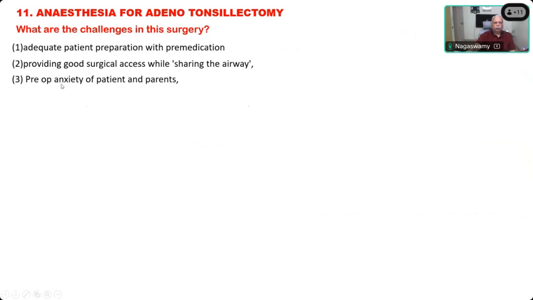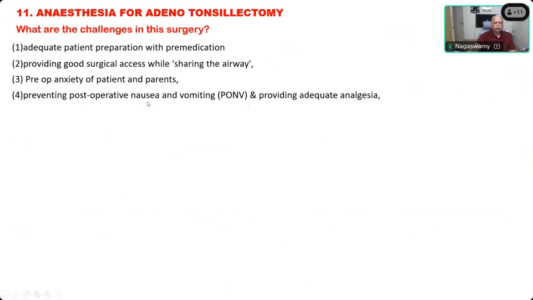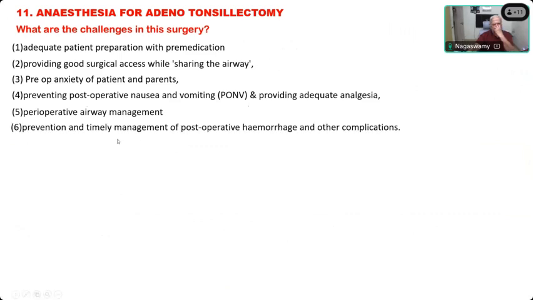So adequate patient preparation and pre-medication is important. Providing good surgical access while sharing the airway. Keeping patients and parents free of anxiety. Preventing post-op nausea and vomiting, providing adequate analgesia, preoperative airway management. These are the challenges. And prevention and timely management of post-op hemorrhage and other complications. What are the special concerns in tonsillectomy and adenoidectomy surgery?